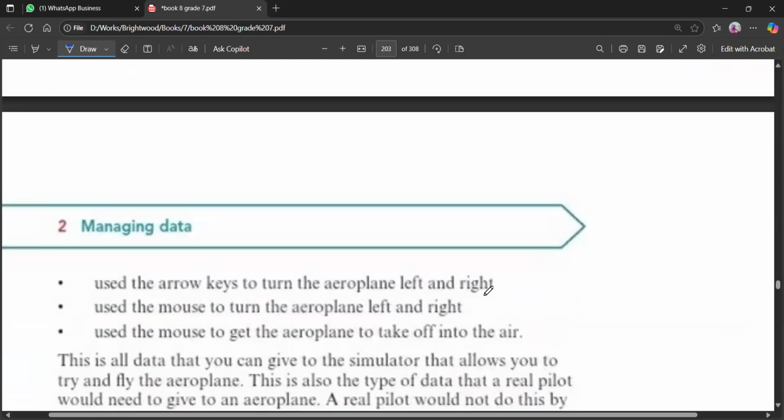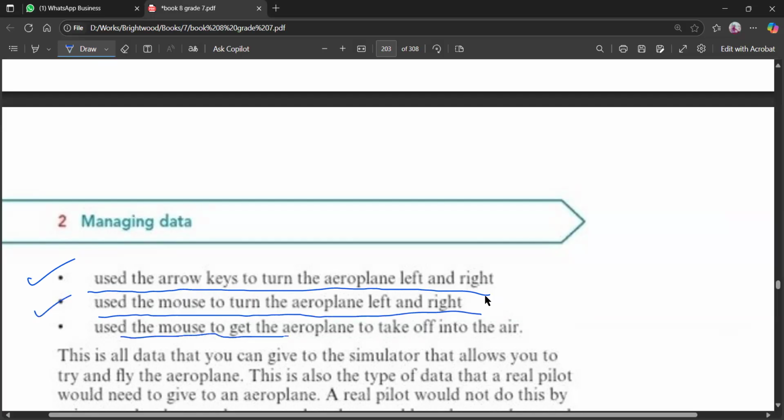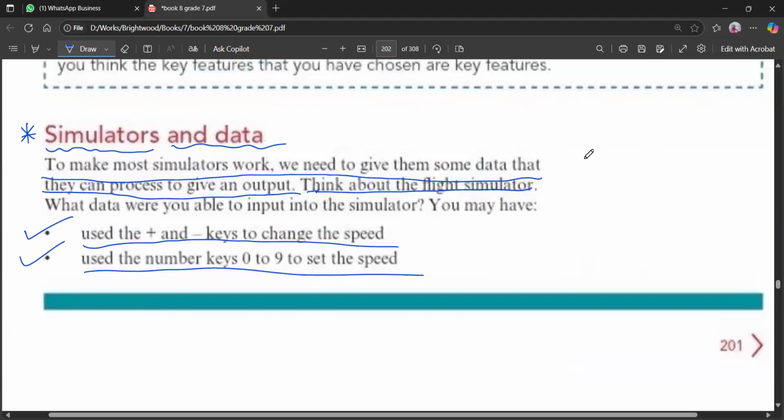You can use the arrow keys, as I said previously. You can use the arrow keys or a mouse to turn the aeroplane left and right. You can use a mouse to make the aeroplane take off and fly in the air. Like that, several options can be used. Those are some examples of how simulators can read data.